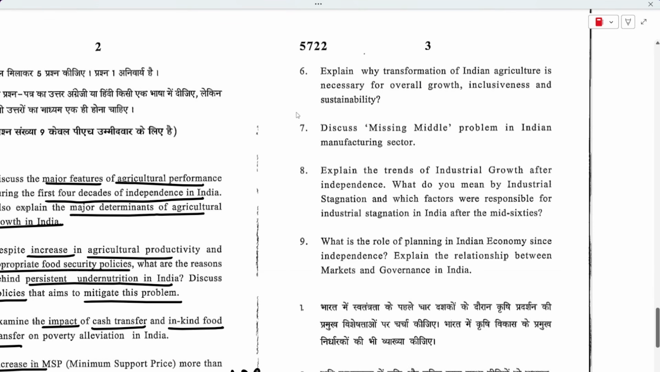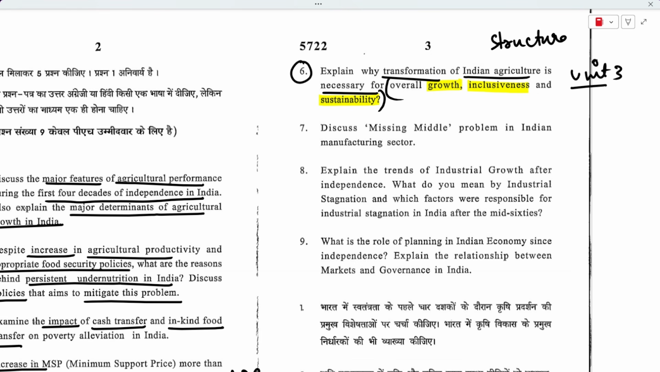Then coming to question number 6. Question number 6 is: explain why transformation of Indian agriculture is necessary for overall growth, inclusiveness, and sustainability. So, three key terms that you need to focus on: growth, inclusiveness, and sustainability. Now, this question is from unit 3 again, and it wants you to discuss sustainable agricultural growth and structural transformation. Okay, this is what you need to discuss in this particular question.